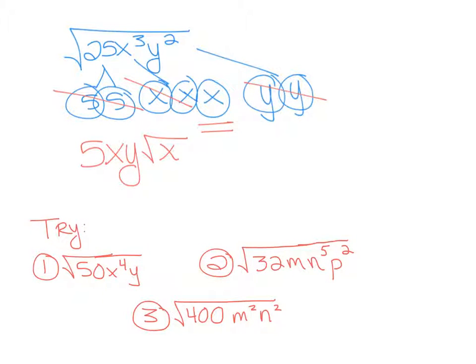I would like you to try the following 3 examples and pause the video. Do not go on until you complete these 3 problems. Number 1 is radical 50x to the 4th y. Number 2 is radical 32m n to the 5th p squared. Number 3 is 400 m squared n squared, all under the radical.